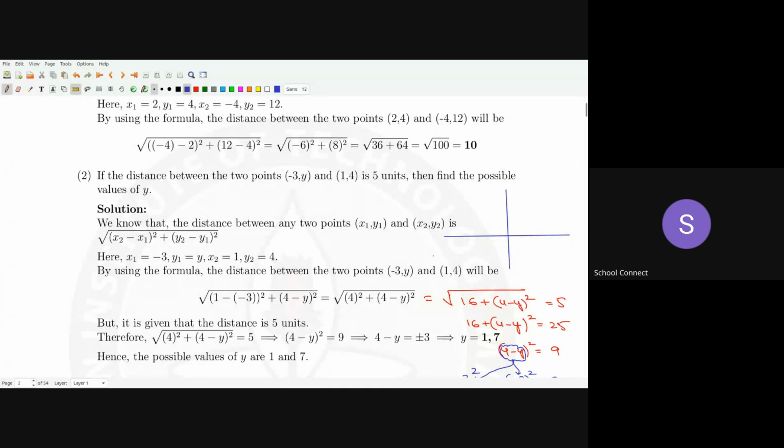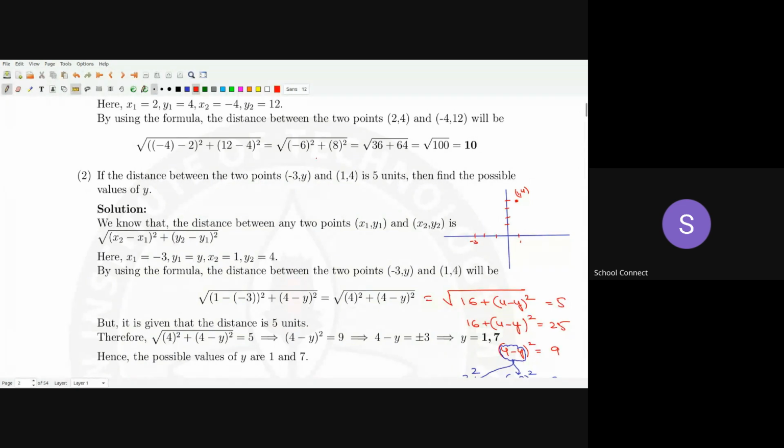So if you draw this and plot 1 comma 4, so let's say 1 is this, 1, 2, 3, 4. 4 is this. Okay. So let's say this is 1 comma 4. Now this is 1 comma 4. But you see this minus 3 comma y. You know the x coordinate of this point, which is minus 3. So this is minus 3. But you don't know the y coordinate.